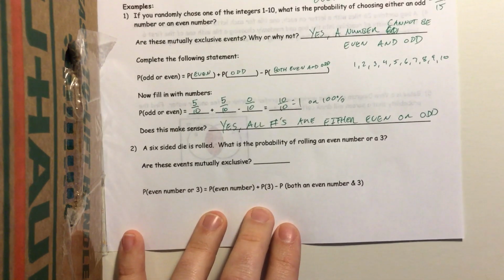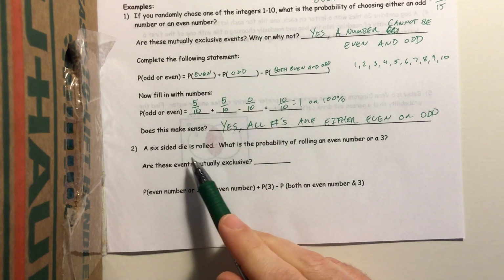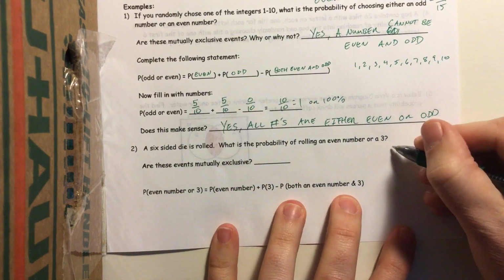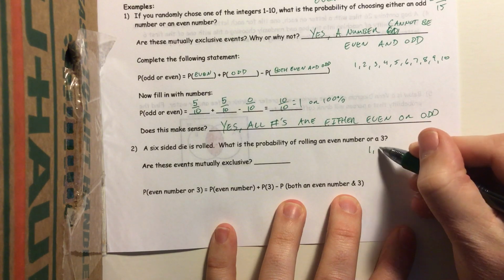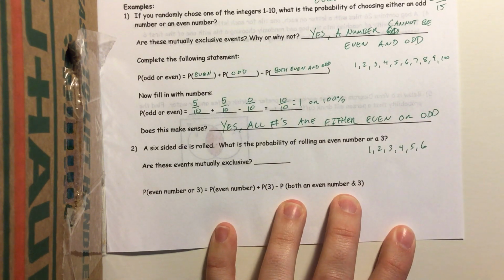Okay, one more example of a mutually exclusive event. We have a 6-sided die and we roll it. What is the probability of rolling an even number or a 3? Okay, so in a 6-sided die, the outcomes are either going to be 1, 2, 3, 4, 5, or 6.